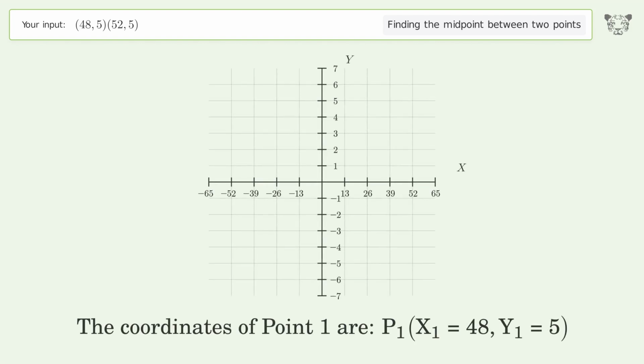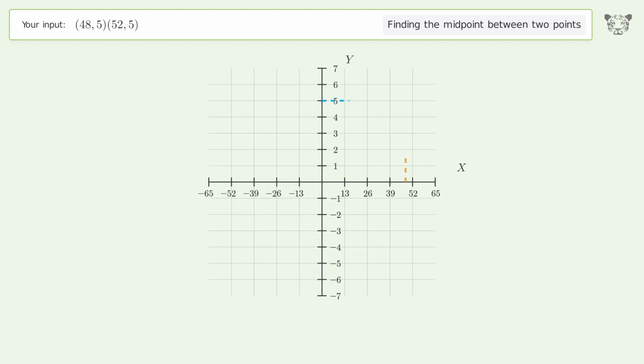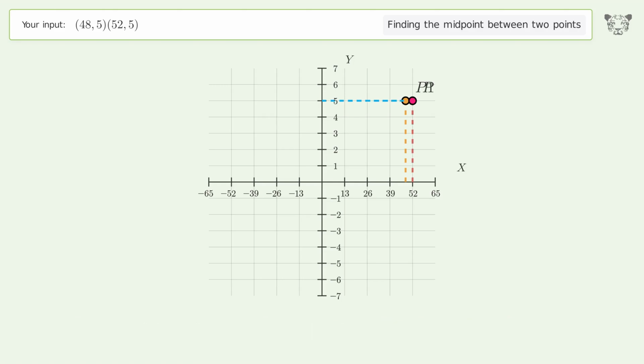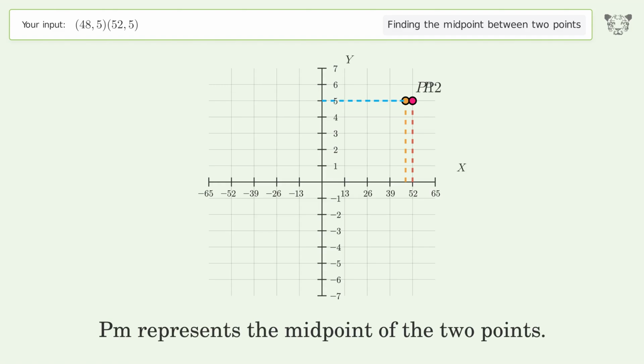The coordinates of point 1 are x1 equals 48, y1 equals 5. The coordinates of point 2 are x2 equals 52, y2 equals 5. PM represents the midpoint of the 2 points.